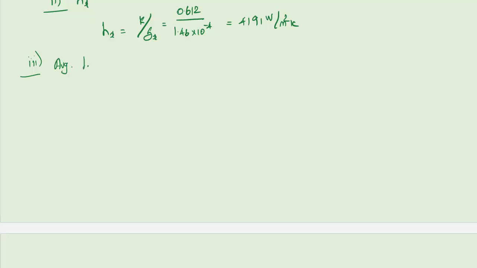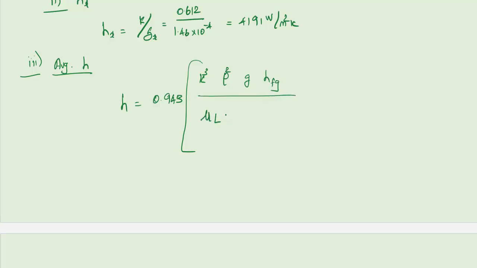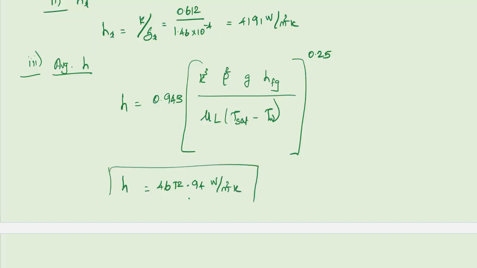Average H value has to be found out. From the data book, the H value formula has to be taken, that is 0.943. Already we have seen that formula, we have to rewrite it: K cube rho squared g into HFG divided by mu into length into (T saturation minus TW), to the whole power 0.25. Substitute all the values and find out the value. That value will be 4672.94 watt per meter squared Kelvin. So H value is 4672.